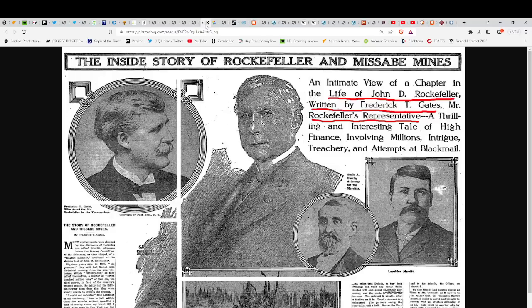An intimate view of a chapter in the life of John D. Rockefeller, written by Frederick T. Gates, Mr. Rockefeller's representative. A thrilling and interesting tale of high finance. involving millions, intrigue, treachery, and attempts at blackmail. ... Oh, there's the Gates fellow right there.